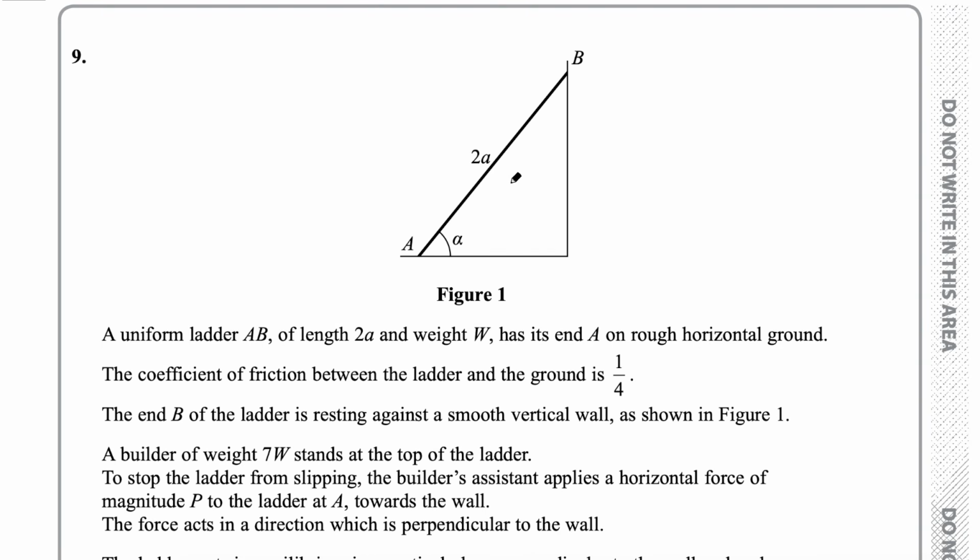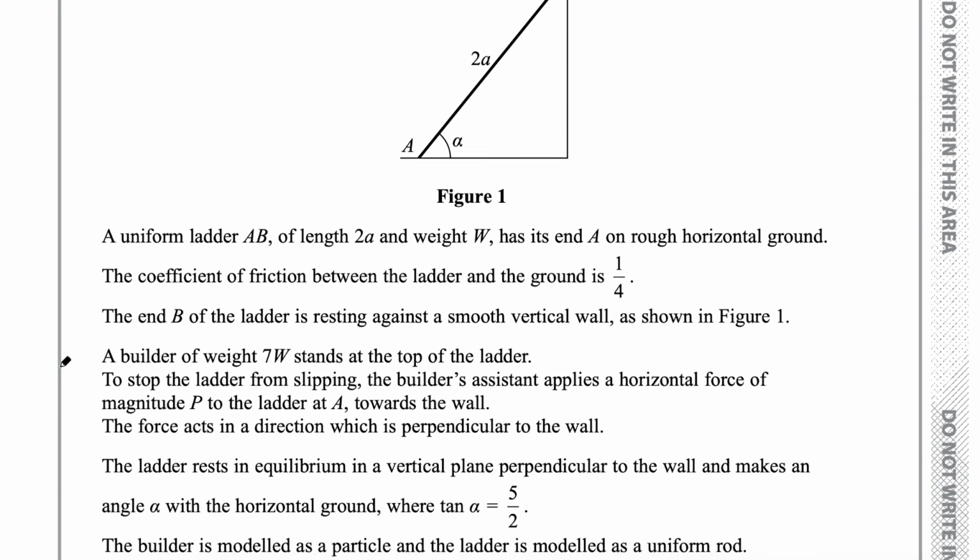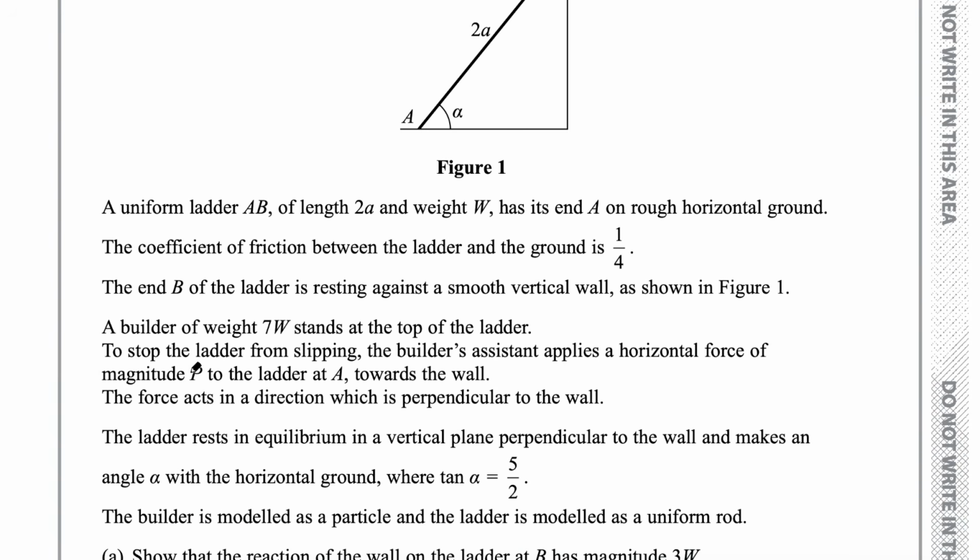Question 9 gives us a diagram, and it says a uniform ladder AB of length 2a and weight W has its end A on rough horizontal ground. The coefficient of friction between the ladder and the ground is 1/4. The end B of the ladder is resting against a smooth vertical wall as shown in figure 1. A builder of weight 7W stands on the top of the ladder. To stop the ladder from slipping, the builder's assistant applies a horizontal force of magnitude P to the ladder at A towards the wall. The force acts in a direction which is perpendicular to the wall.